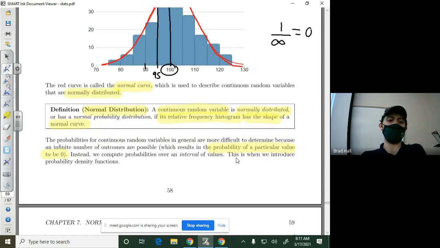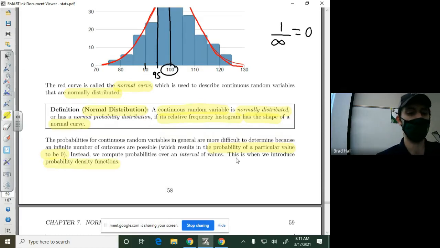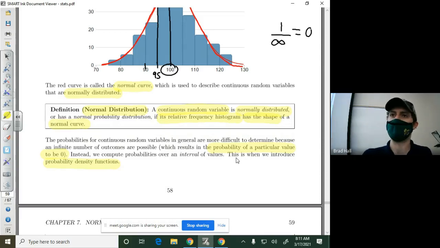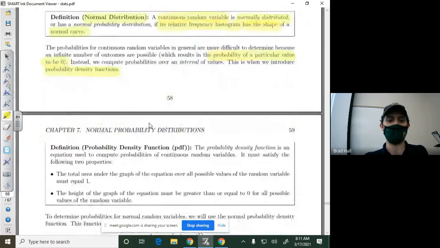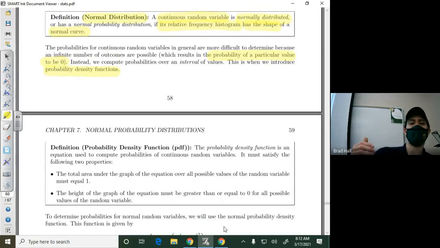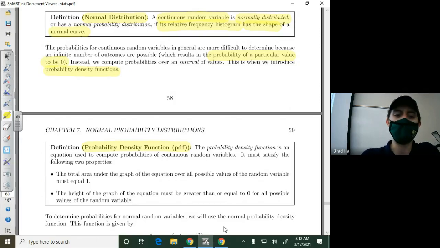And so we slowly start to introduce something called a probability density function, which is basically a formalization of this curve. With this curve in mind, we're going to scroll down to this definition. Technically, you already know this definition in a more simplified manner. It generalizes, though, to a continuous random variable. So a probability density function is an equation used to compute probabilities of continuous random variables.